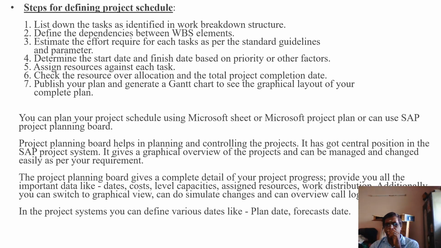Check the resource over-allocation and total project completion date. Publish your plan and generate a Gantt chart to see a graphical layout of your complete plan. So the chart will show each phase, the progress, and the time to complete. So how much actual progress has been done against the planned development. So everything will be graphically identified.